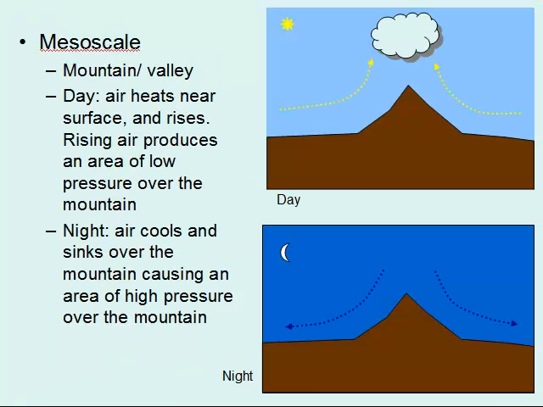We can also have mesoscale winds around mountains and valleys. So this happens along Mount Hood quite often. During the day, the land heats up and the air rises up around that mountain. We get clouds that can form above, and then at night the air sinks on either side of the mountain because the air and the ground are cooling at night.